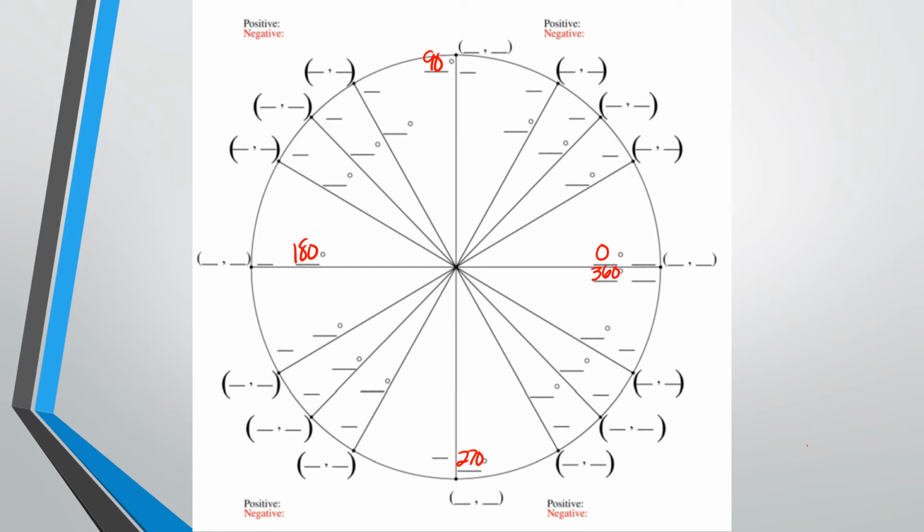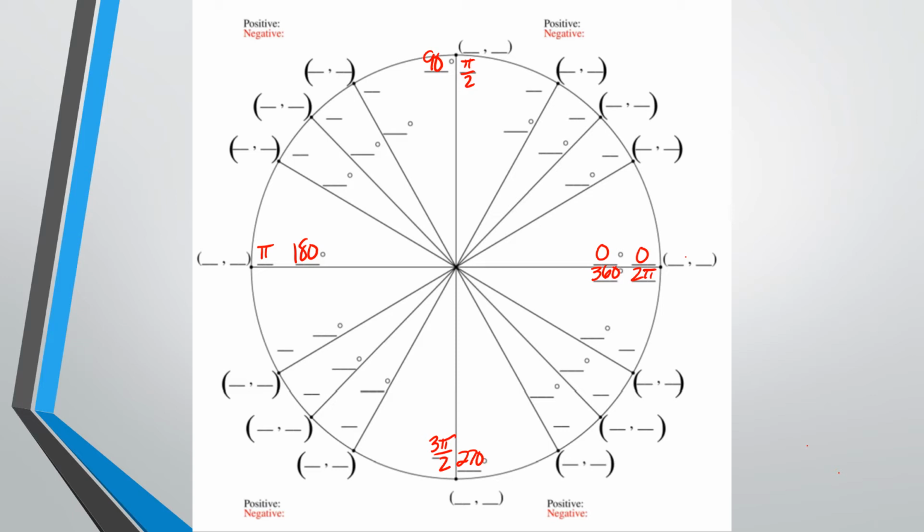Now I'm going to go through and do that whole thing again with radians, and these are ones that you hopefully have memorized. 0 degrees and 0 radians are the same. 90 is pi over 2. 180 is just plain pi. 270 is 3 pi over 2. And then 360 is equivalent to 2 pi.